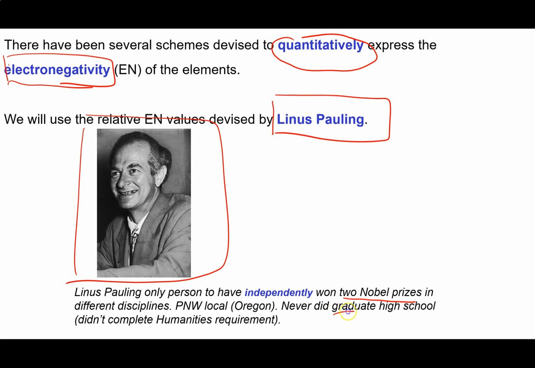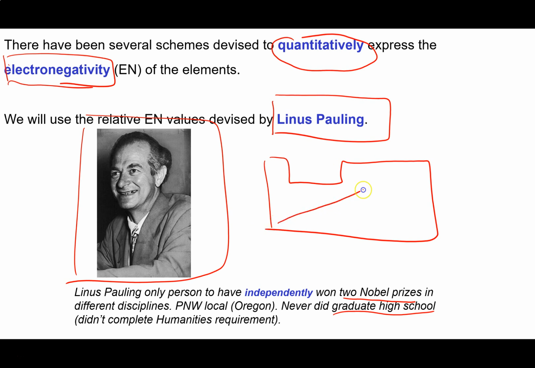It turns out that he never actually did officially graduate high school, and that's because he was killing it in all of his math and chemistry and physics classes, and he was allowed to move on to the university before he'd actually completed his humanities requirement. And if I remember correctly, the myth is that he pulled the same stunt at the university, and he was allowed to graduate from his bachelor's degree and enter his graduate program without actually finishing off all of his requirements.